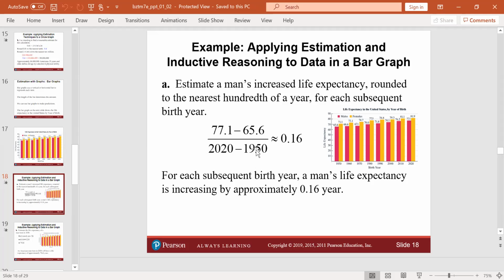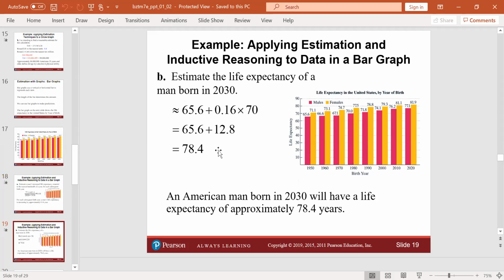Look, men in 1950 would have a life expectancy of about 65.6 years. Men in 2020 would have a life expectancy of about 77.1 years. So all you did was take y2 minus y1 over x2 minus x1, and that gave you an approximation of how much a male's life expectancy increases each year longer that they put off being born. Of course, you don't have control over that, but it's an interesting idea. Every year you wait to be born, if you had control over that, you're going to end up living a longer life on average.